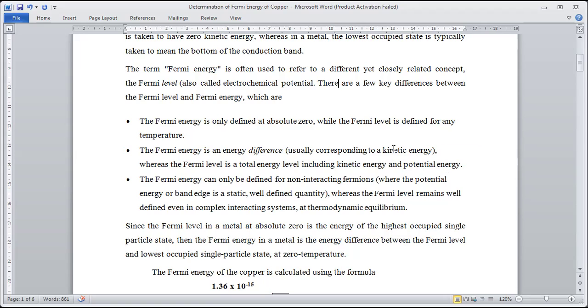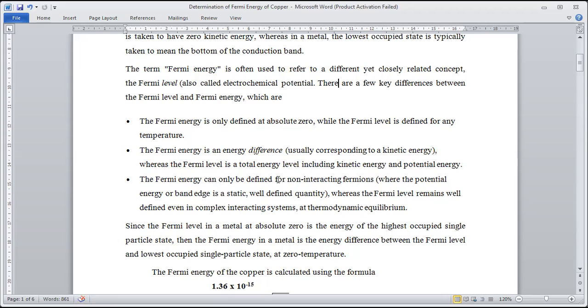Why does Fermi energy refer only to the kinetic energy? Because the electrons present in the Fermi level, the topmost level, are loosely bound to the atoms, so in a solid like a metal they move with a lot of kinetic energy and a lot of velocity. That is why their potential energy is least, and hence they have more kinetic energy. The Fermi energy can only be defined for non-interacting fermions, where the potential energy or band edge is static and well defined, whereas the Fermi level remains well defined even in complex interacting systems at thermodynamic equilibrium.